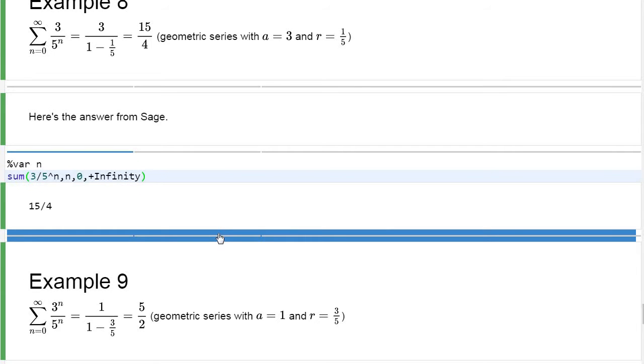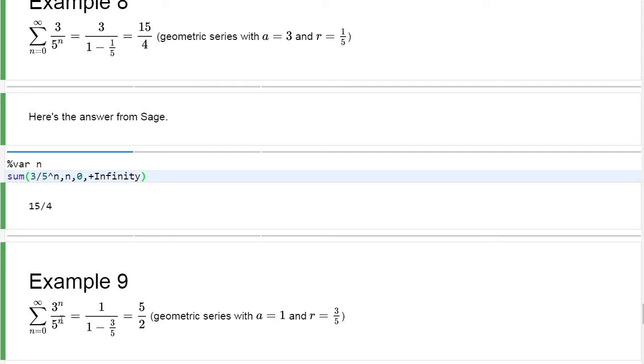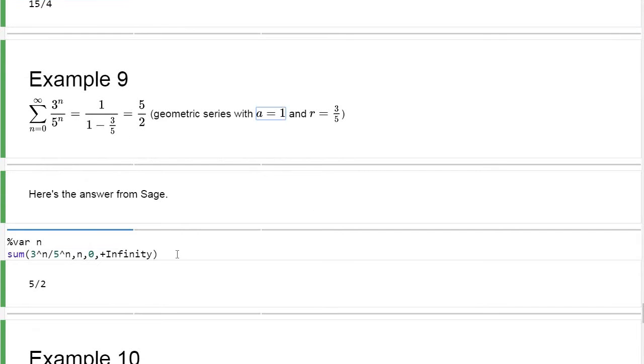Okay, compare that to example 9. You notice the difference between these two? Here I have an nth power on the 3 as well as the 5. So now the common ratio is 3/5. Both the 3 and the 5 are in the nth power. When I plug in n equals 0, I get 3 to the 0 over 5 to the 0. That's 1 divided by 1. So the a is 1. And so you get 1 over 1 minus 3/5. And Sage gives us the same answer, 5/2.